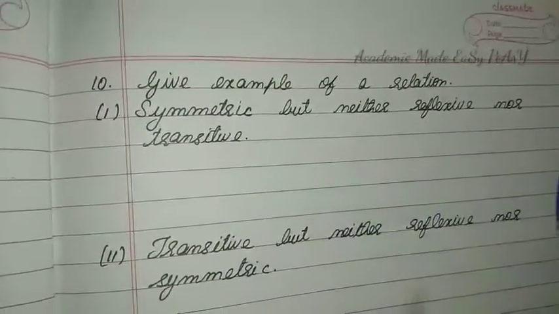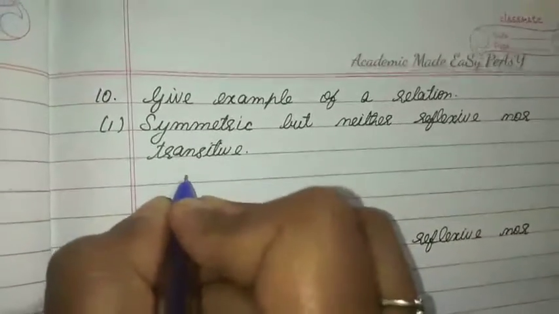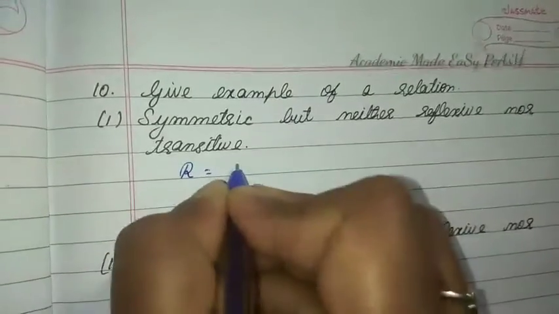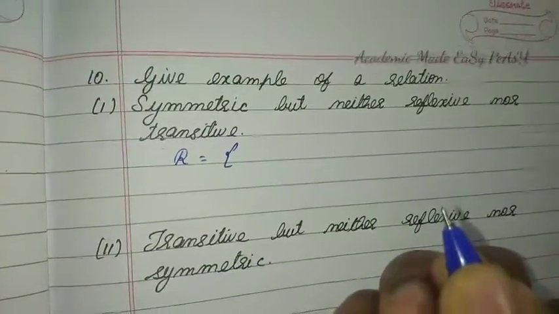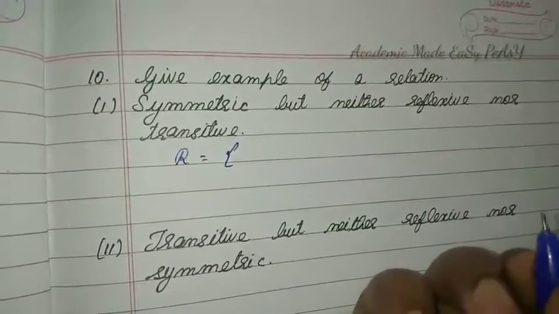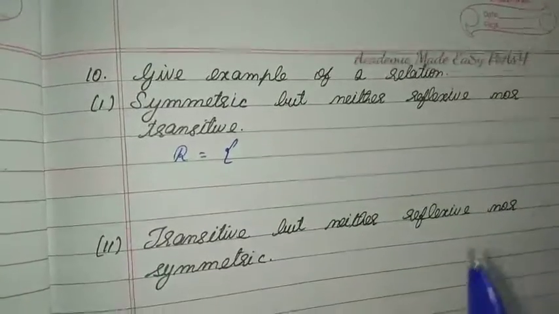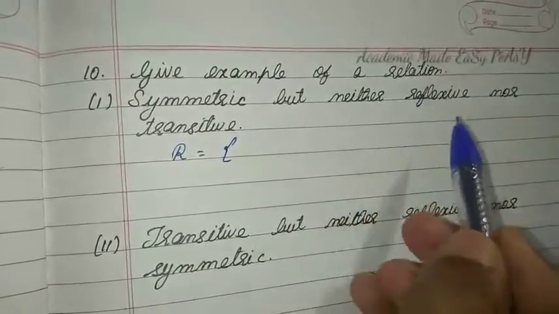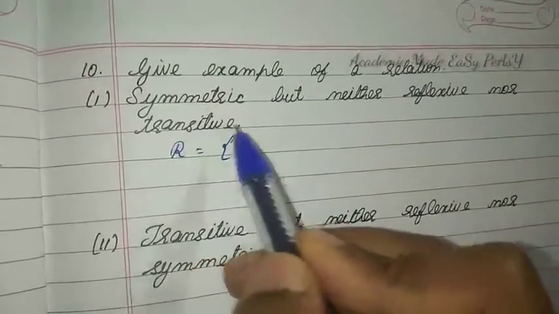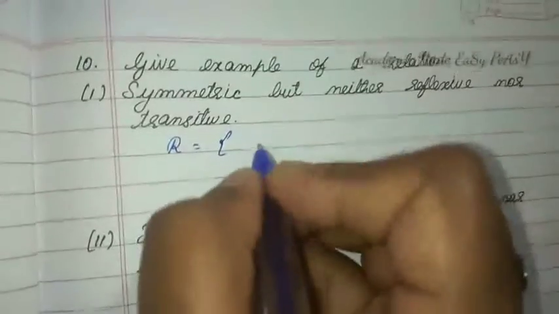So if we give any relation, we'll start writing R equal to the pairs which are symmetric but not reflexive and transitive. Symmetric means (A, B) and (B, A) should be there, but there should be no (A, A), and (A, B), (B, C) and (A, C) shouldn't be there. So we'll try to write that.